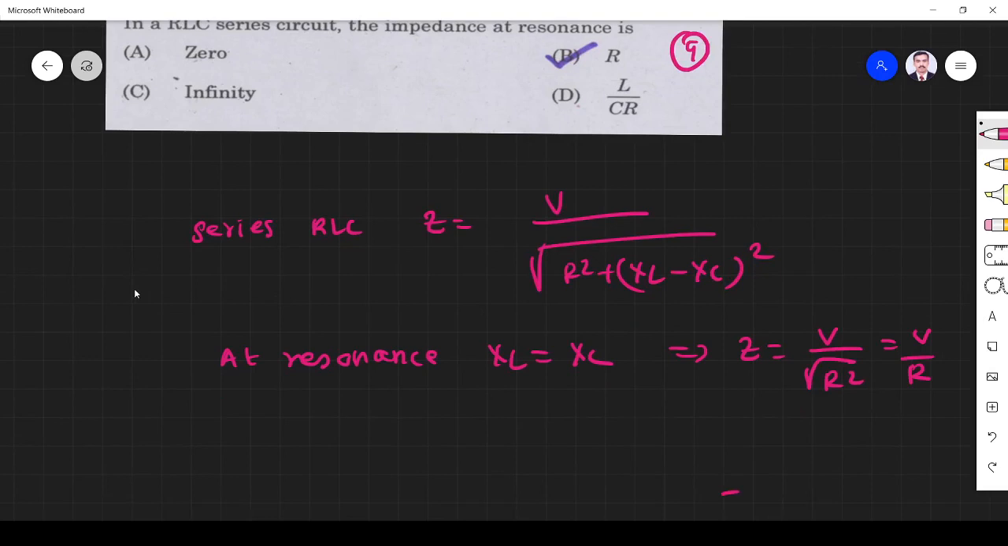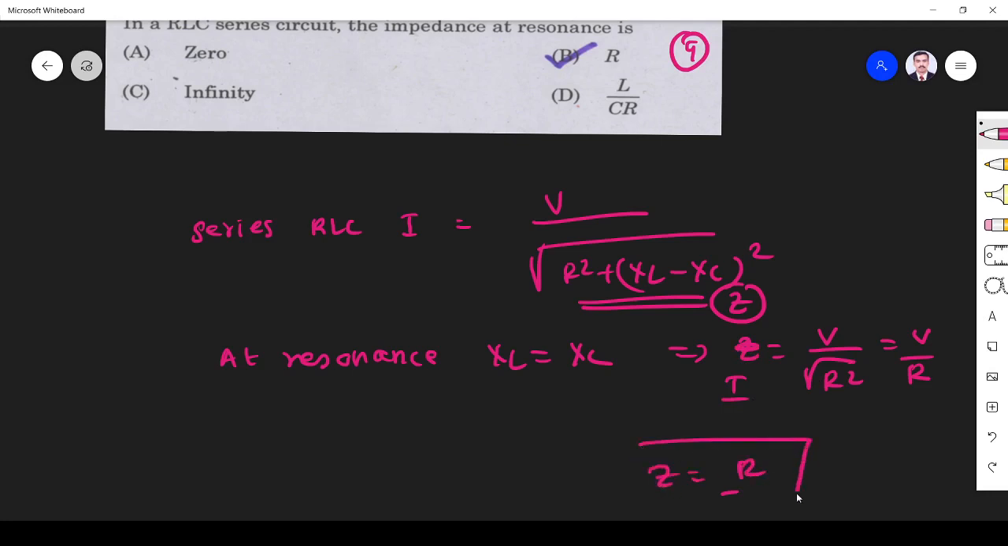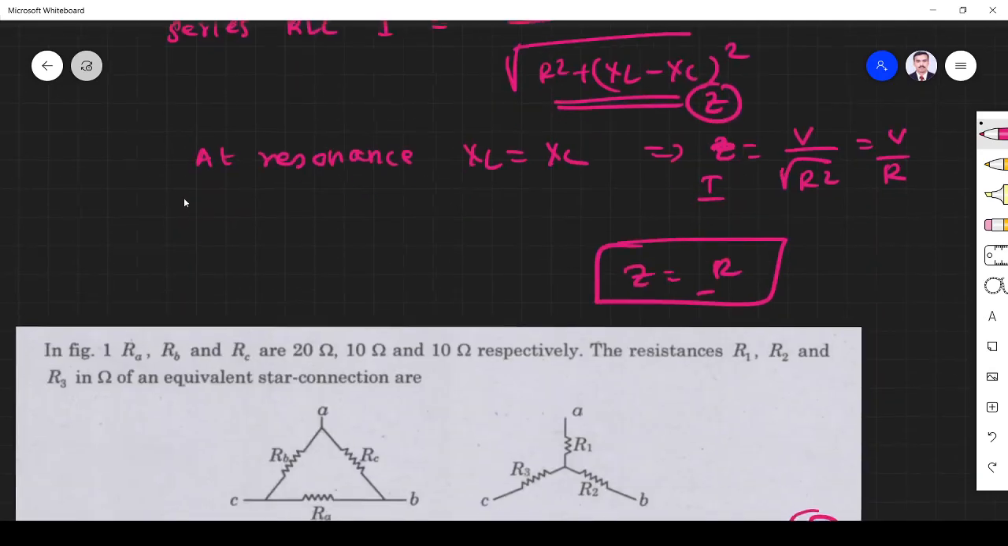And we have only impedance, sorry, it is I, not Z, please forgive me. This is I, so this is Z, right? So at resonance, what is my Z? Z is equal to R. So at resonance, Z is equal to R. So option B is the right answer. At resonance, impedance is equal to resistance.